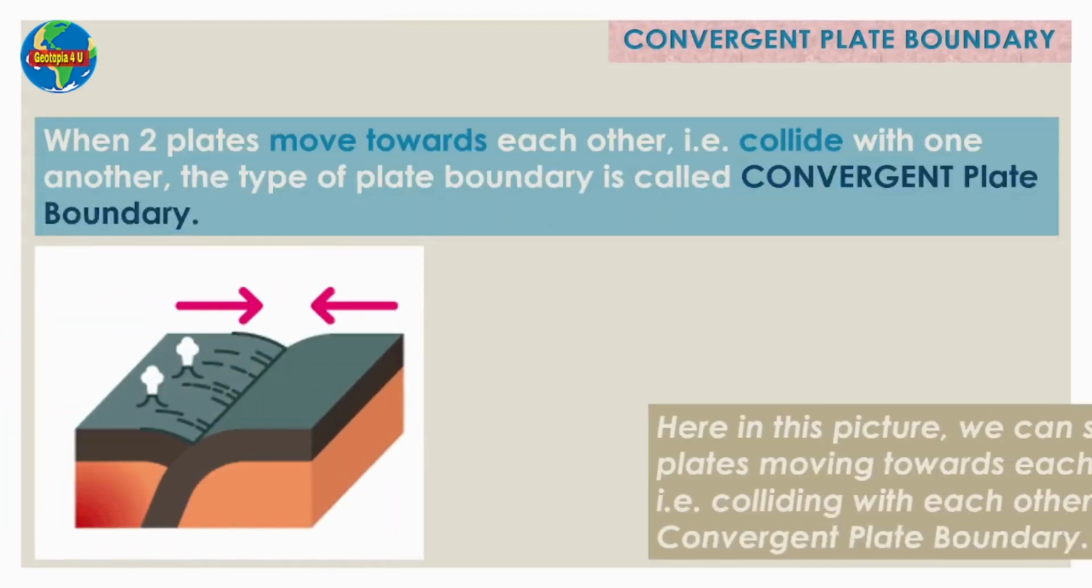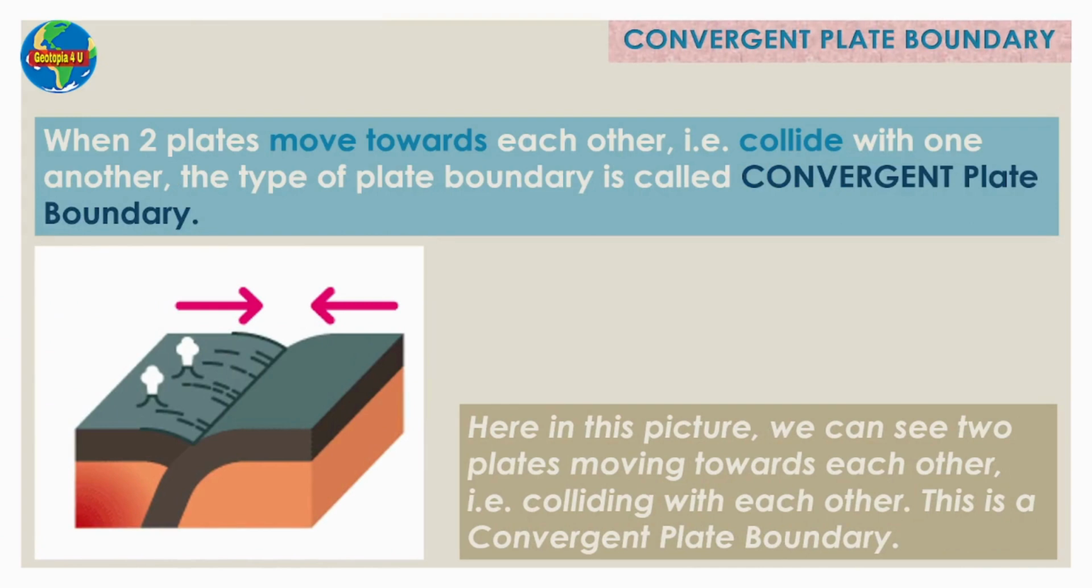When two plates move towards each other, that is, collide with one another, the type of plate boundary formed is called a convergent plate boundary. Here in this picture, we can see two plates moving towards each other, that is, colliding with each other. This is a convergent plate boundary.